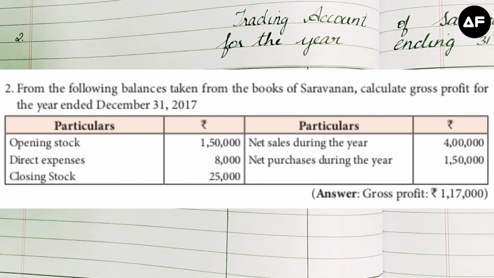Let's have a look at the second sum of the trading account from the Standard 11 Samacheer textbook. The sum goes as: from the following balances taken from the books of Saravanan, calculate gross profit for the year ended December 31st, 2017. So gross profit is got from the trading account. Therefore, we are going to open a trading account.